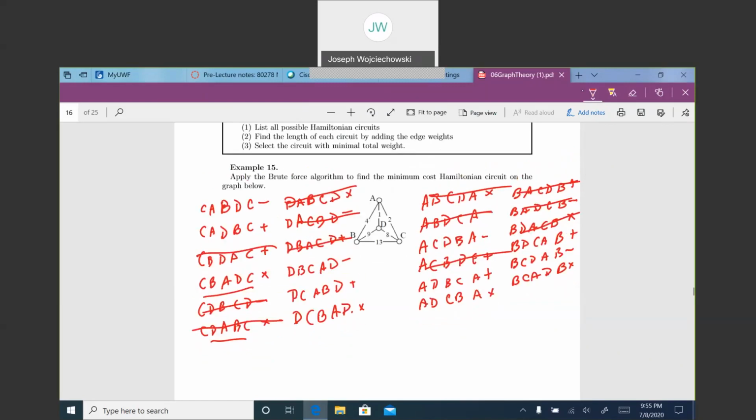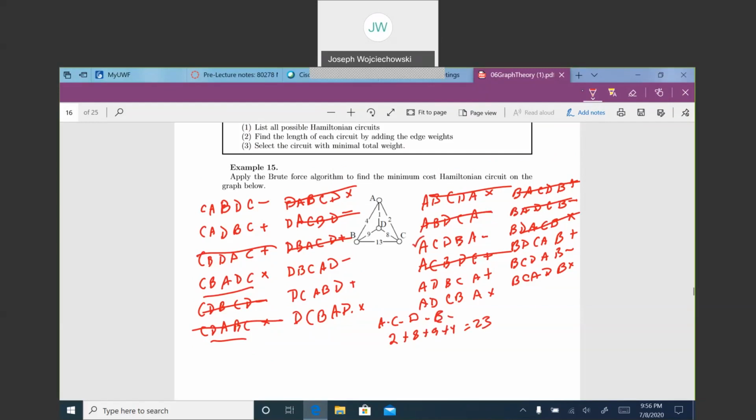I can go from A to C, which is 2, to D, C to D, which is 8, to B, D to B, which is 9. A, C, D, B, A, which is 4. And this is 23. That's this one here.